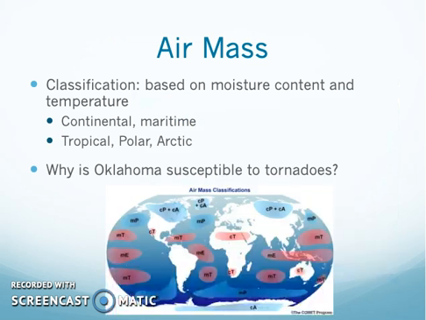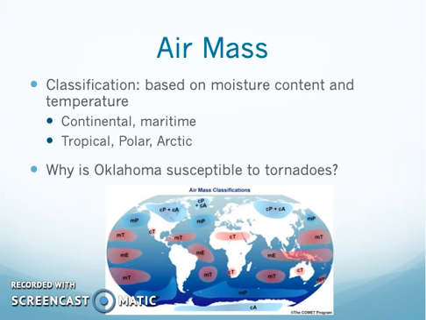Next, we're going to talk about air mass. Air masses, there are 4 different classifications or types of air masses. The classifications are based on moisture content and temperature. So there are continental and maritime. These two are basically describing the moisture content. Continental is dry, maritime is moist.